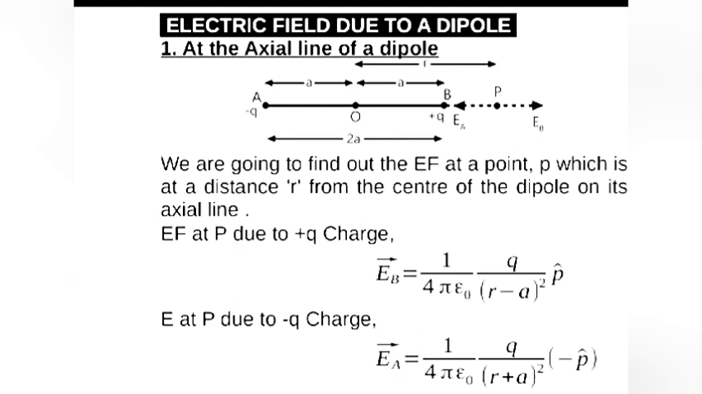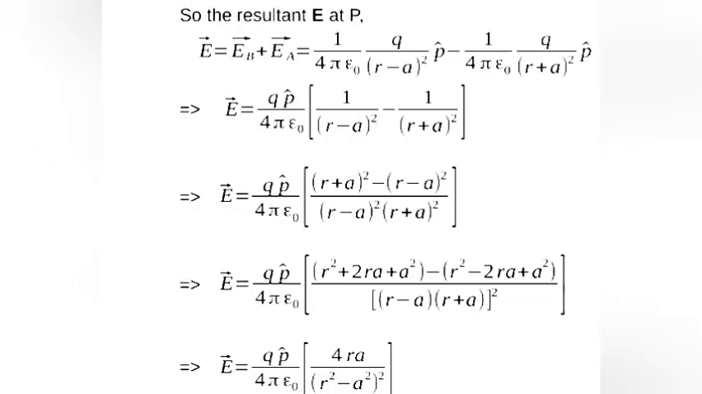Electric field due to dipole. 1. At the axial line of a dipole. We are going to find out the electric field at a point P which is at a distance r from the center of the dipole on its axial line. E at P due to positive charge, EB equals 1 by 4 pi epsilon 0 q by r minus a the whole square, along p. E at P due to minus q charge, EA equals 1 by 4 pi epsilon 0 q by r plus a the whole square, along minus p. So the resultant E at P.